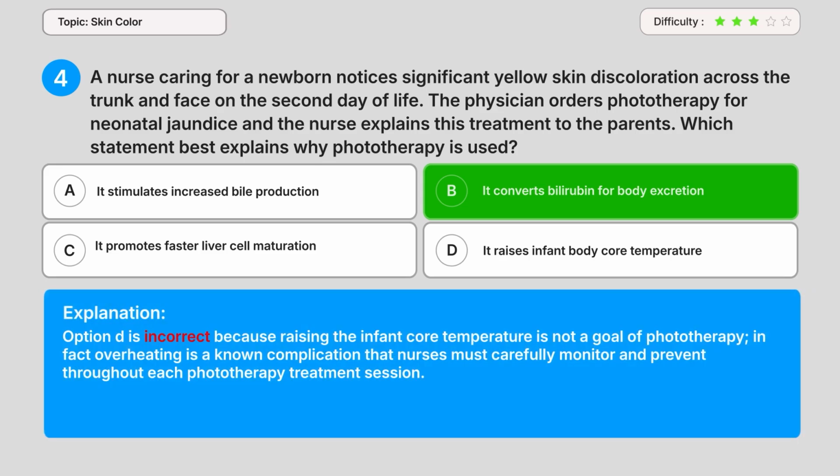Option D is incorrect because raising the infant core temperature is not a goal of phototherapy. In fact, overheating is a known complication that nurses must carefully monitor and prevent throughout each phototherapy treatment session.